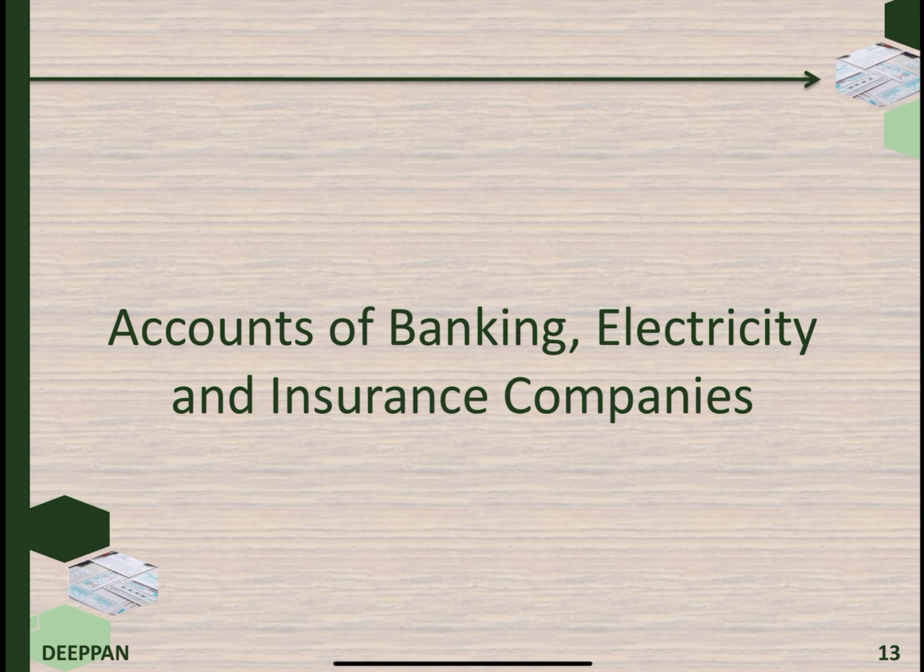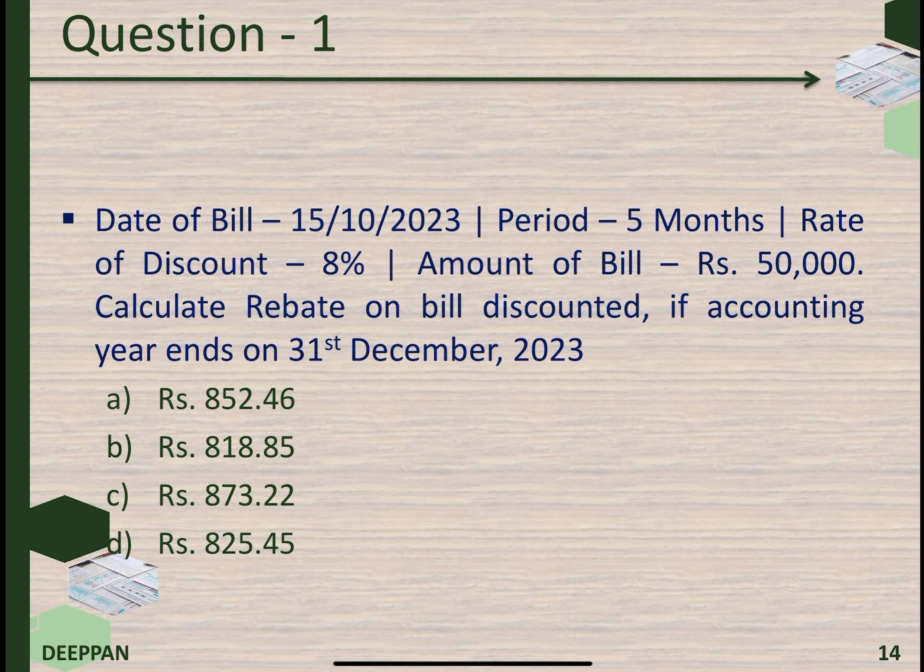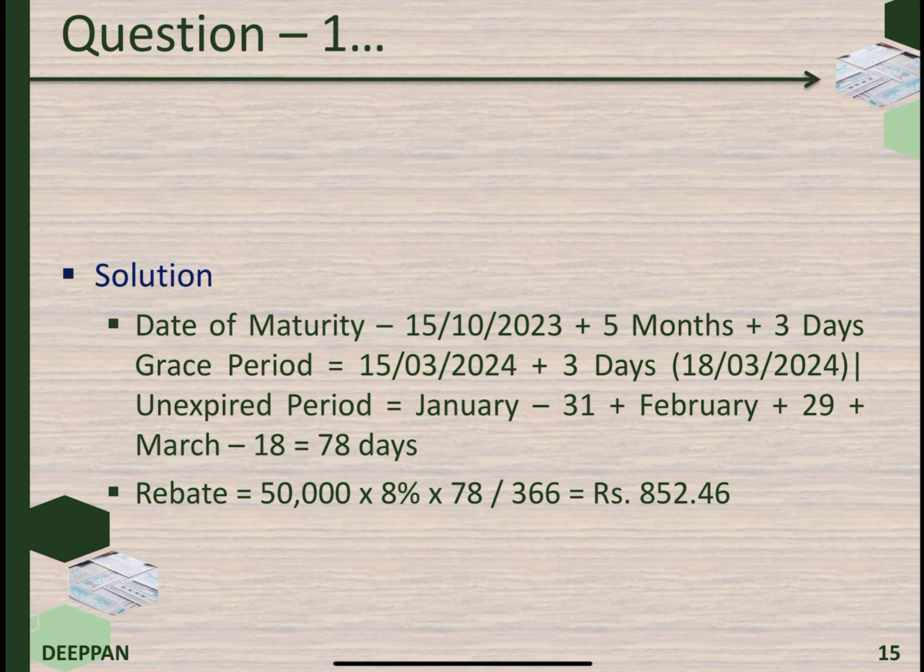Accounts of banking, electricity and insurance companies. Date of bill 15th October 2023, period 5 months, rate of discount 8%, amount of bill 50,000. Calculate rebate on bill discounted if accounting year ends on 31st December 2023. Answer is 852.46. Date of maturity: 15th October 2023 plus 5 months plus 3 days, that is 18th March 2024, is the due date of the bill.